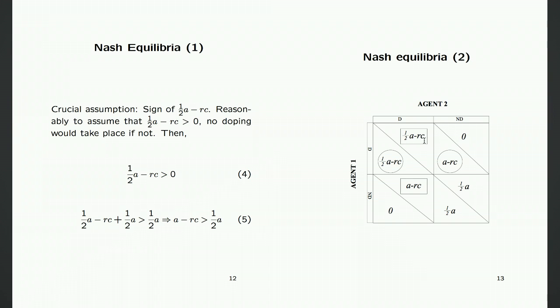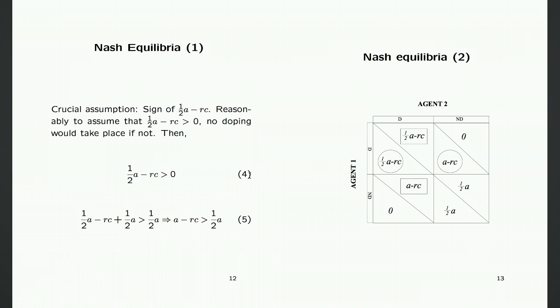This best reply is moving there, and these two are moving down and there. So then you get a non-doping equilibrium. If a half times A minus RC actually is negative, if this inequality sign is reversed, then there will be no doping. We know that there is doping, so given that there is doping, we kind of need to assume this. Okay, so we make this assumption.